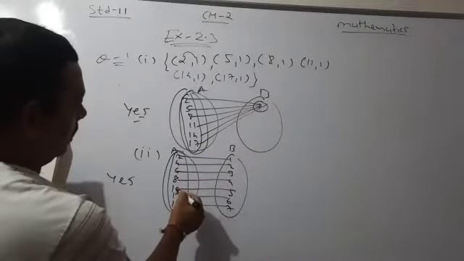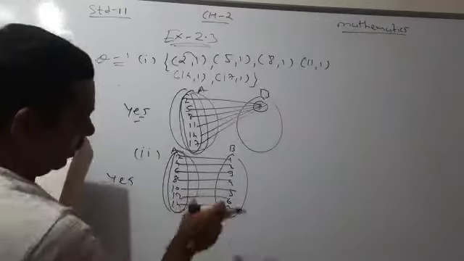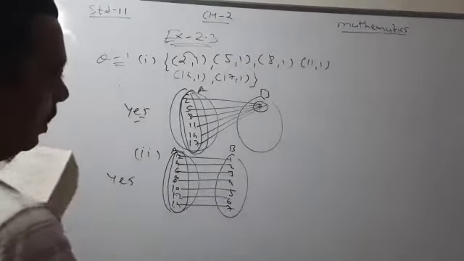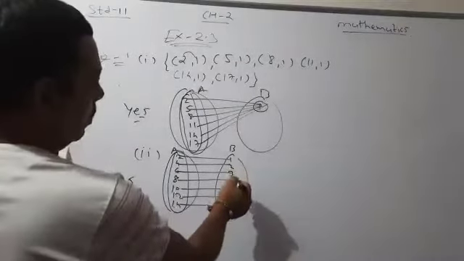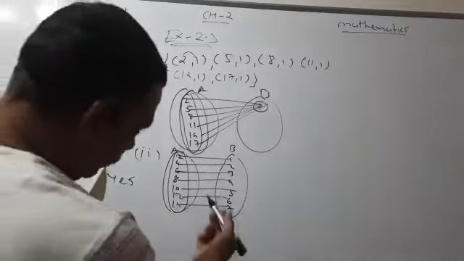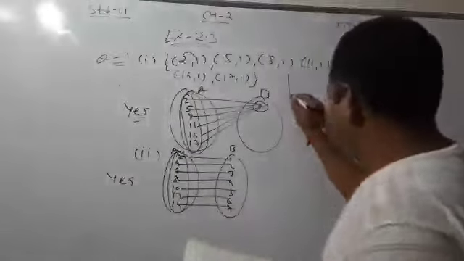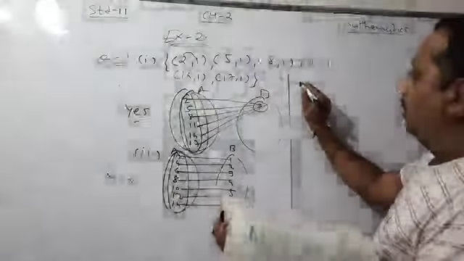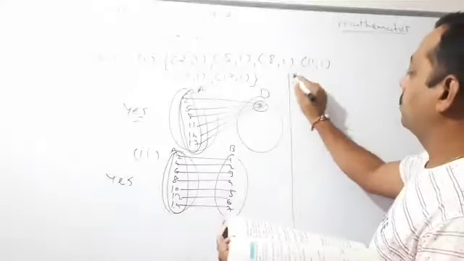2, 4, 6, 8, 10, 12, 14 in the set is known as the domain, and 1, 2, 3, 4, 5, 6, 7 is known as the codomain. Now the last sub question of this question.